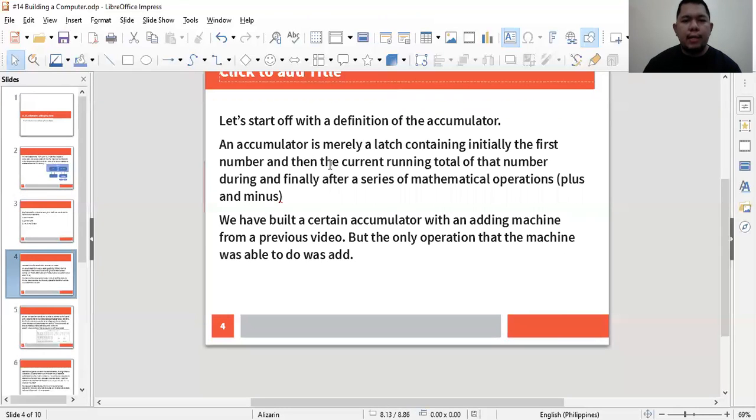An accumulator is merely a latch containing initially the first number, and then the current running total of that number, during and finally after a series of mathematical operations, plus and minus. We have built a certain accumulator with an adding machine from the previous video, but note that the only operation that the machine was able to do was add. So we were able to accumulate. We were able to construct an accumulator, but it was only for adding a set of numbers. What we are required to have for a complete computer is to do both addition and subtraction.